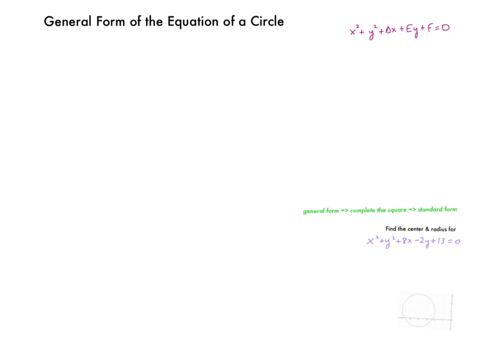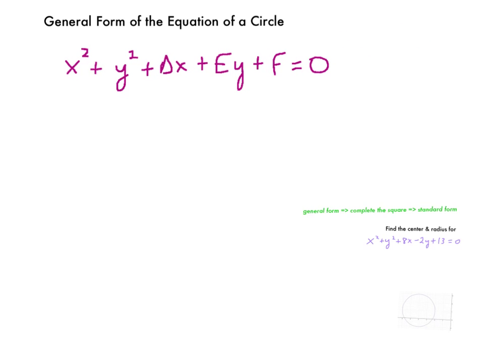Now the general form of the equation of a circle looks like this. We have x² + y² + dx + ey + f = 0. This d, e, and f are just coefficients. And recall when you have just an x² or a y², you have a parabola. When you have the sum of both of them squared, you have either a circle or an ellipse. You have a closed loop.